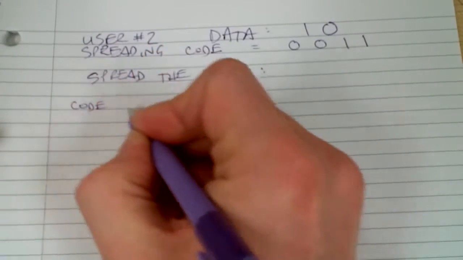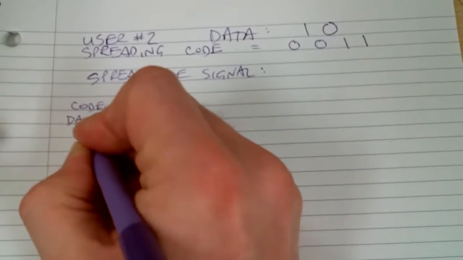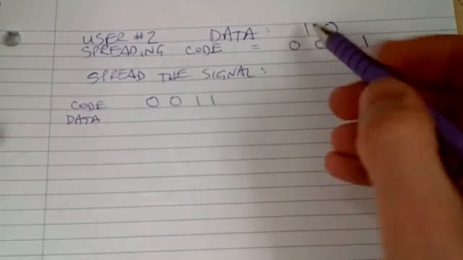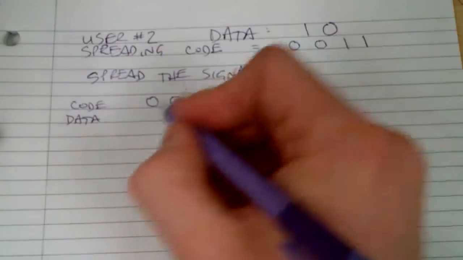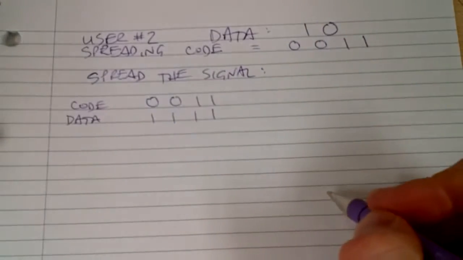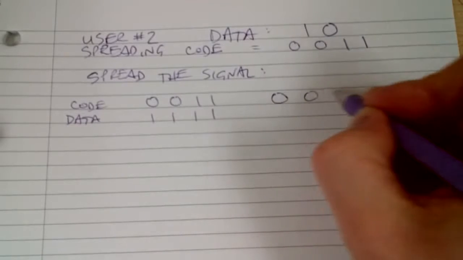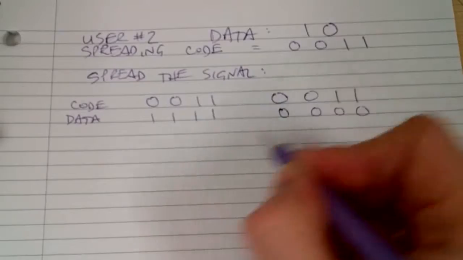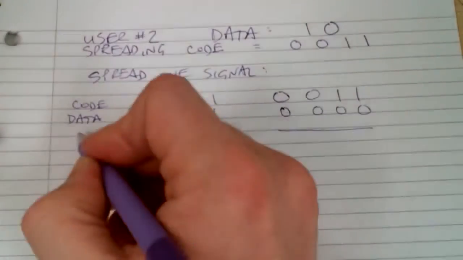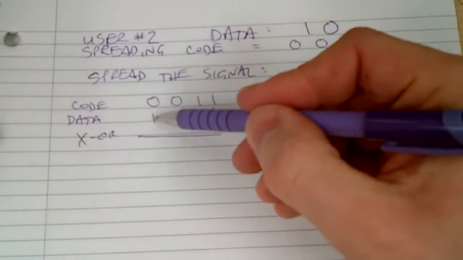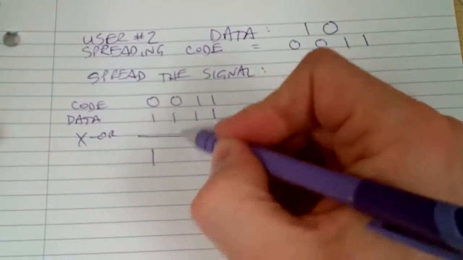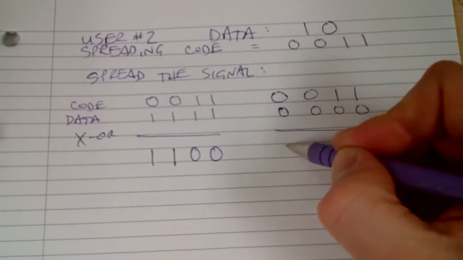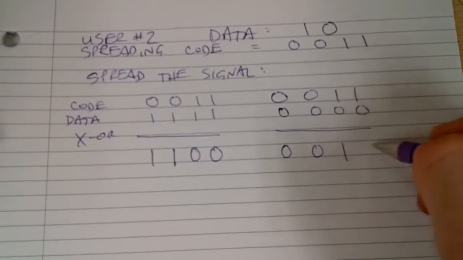We start with the code and the data. So the code is 0, 0, 1, 1, and the first bit is 1. So we put the data like that. The first bit is 1. And then we do the code again, same code, second bit is 0. And then we again do the XOR, different is 1, same is 0, so different is 1, 1, these are the same, same is 0, different is 1.